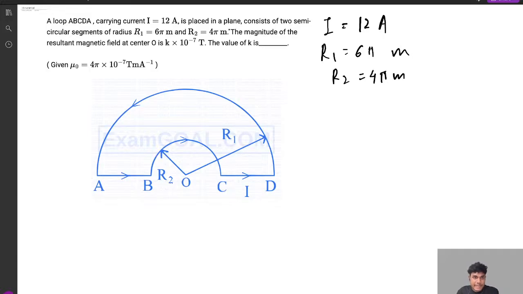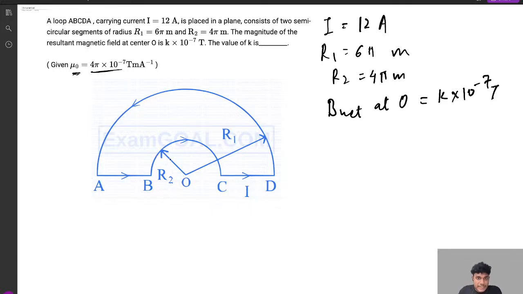Okay. The magnitude of the resultant magnetic field at center O is K into 10 raised to power minus 7 Tesla. B net at O is equal to K into 10 raised to power minus 7 Tesla, and we need to find the value of K. Okay. Here the value of mu naught is given, that is 4 pi into 10 raised to power minus 7. Understand?